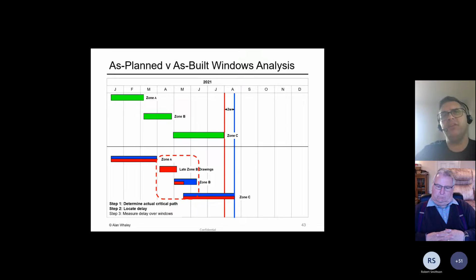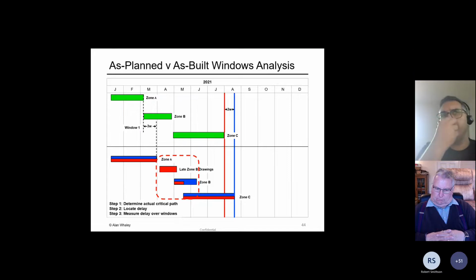So there might have been a major variation, or the critical path might have shifted from the substructures to the superstructures. Whatever it is, you can use windows to measure the delay at key points in time. So that's what we do. We just compare, it's what it says on the tin. We compare the planned and the as-built programs. But crucially here, we focus on the critical path to make those comparisons. We have to do that.